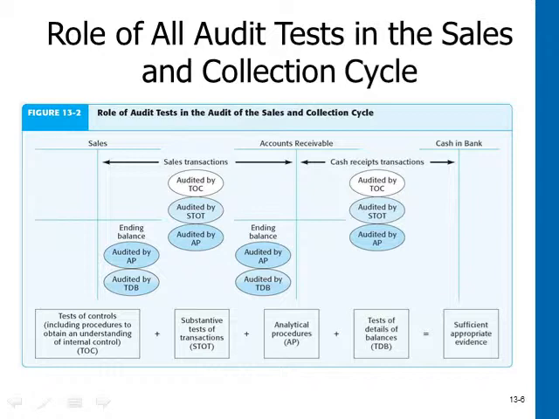After having performed all of these tests, then we have reached our expectation of obtaining sufficient appropriate evidential matter, and based on a review of that evidential matter, the application of certain criteria to it, we'll apply our judgment and we'll come up with some determination as to whether or not these account balances are fairly and accurately stated.